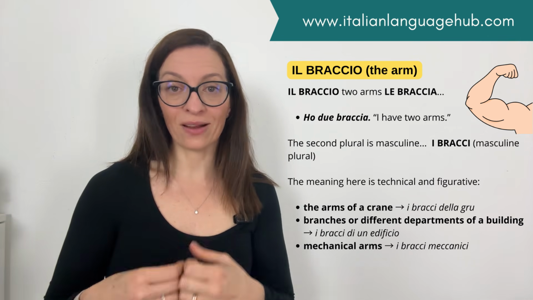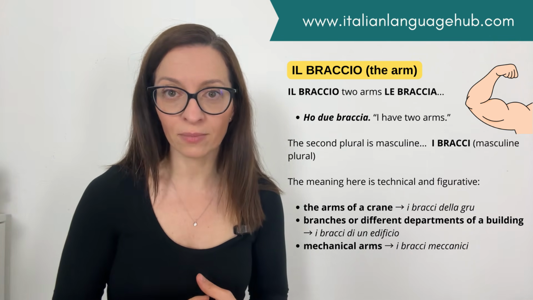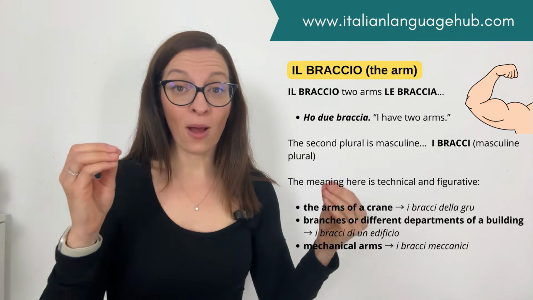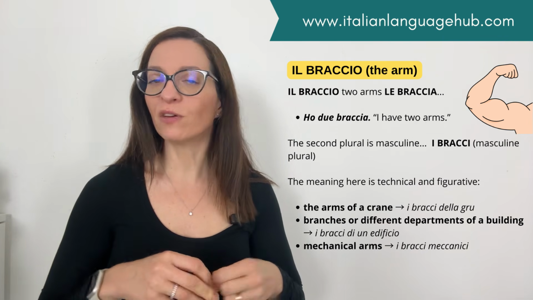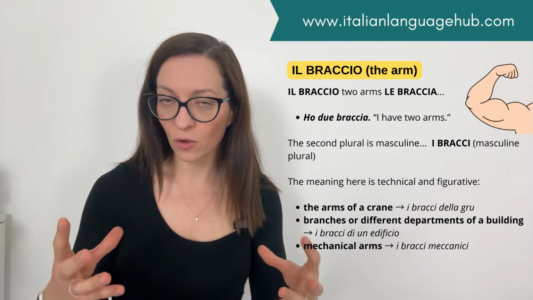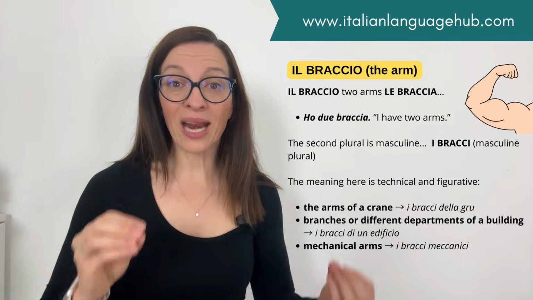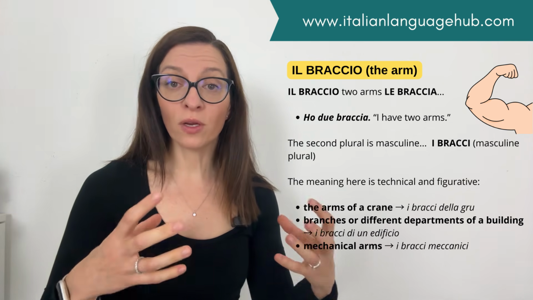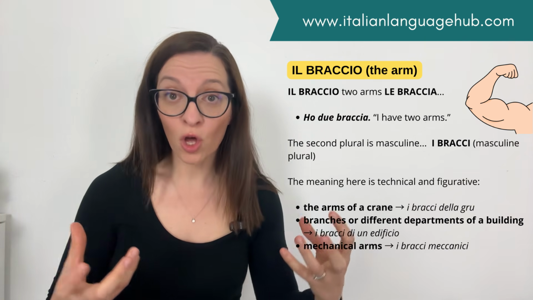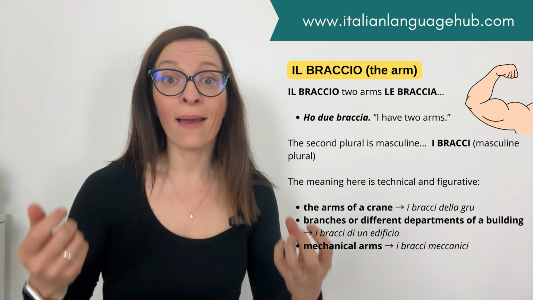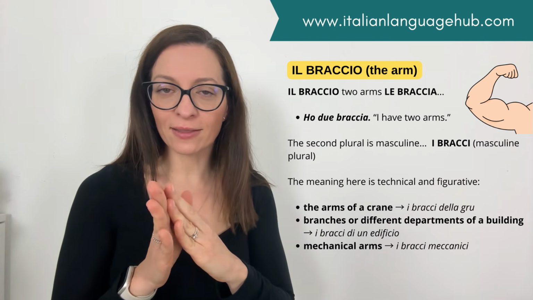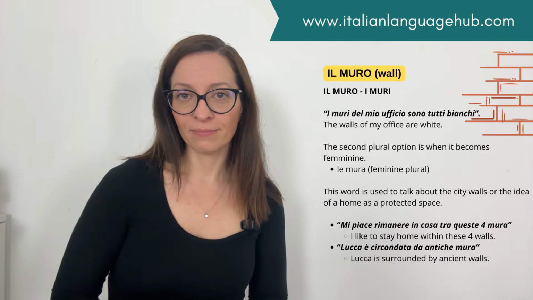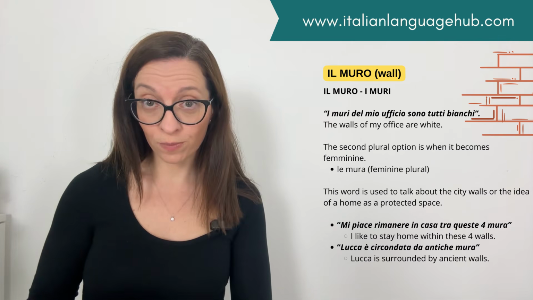So you're going to use i bracci when you're talking about the arms of a crane. I bracci della gru, so technical. When you're talking about branches or like different departments of a building, okay, so once again, figuratively. I bracci di un edificio, okay? Or when you're talking about like physical, mechanical arms, okay? I bracci meccanici. So you understand that it's still talking about a type of arm, but it's not the one of the body.